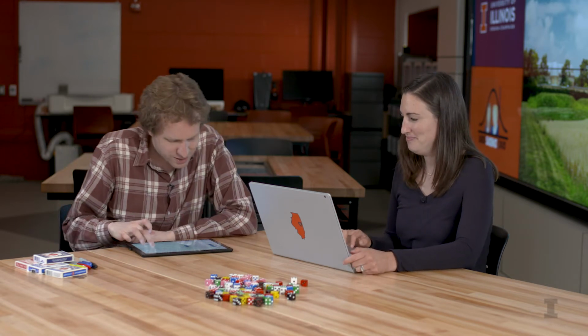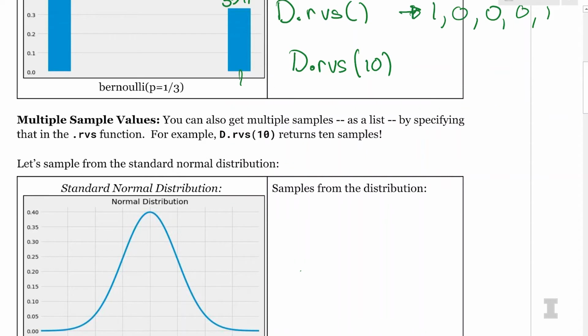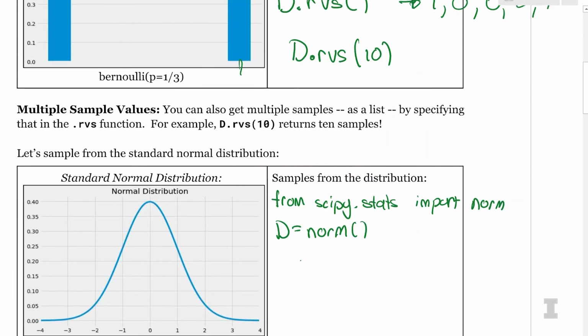Yeah. So the nice thing about RVS is it works both on discrete distributions as well as continuous distributions. So if we look at the standard normal distribution, we can do the exact same thing. So I'm going to go ahead and import that. So from scipy.stats, import norm. And then I'm going to create my distribution, D is equal to the normal distribution, a standard normal curve.